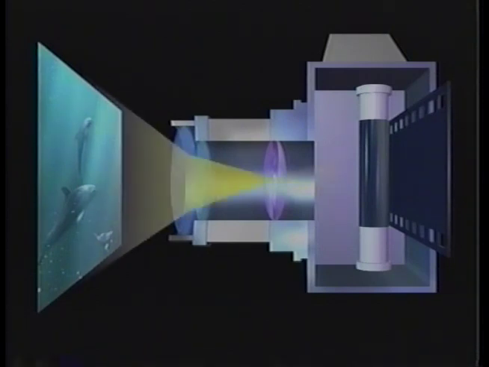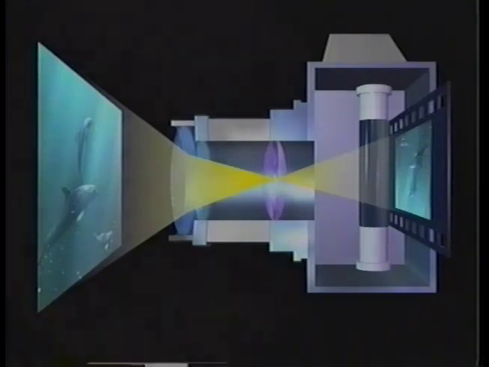Welcome back. We'll now take a look at the structure of the eye itself and follow the path of a light ray as it enters the eye. Much as light travels through the lens of a camera and is focused onto film, light traveling through your eye is focused onto the retina. Also, like a camera, your eye adjusts the amount of light that enters it.